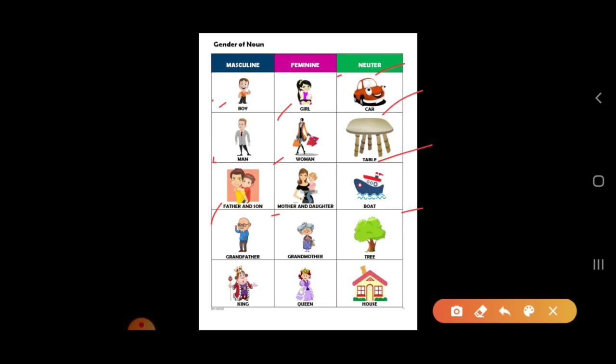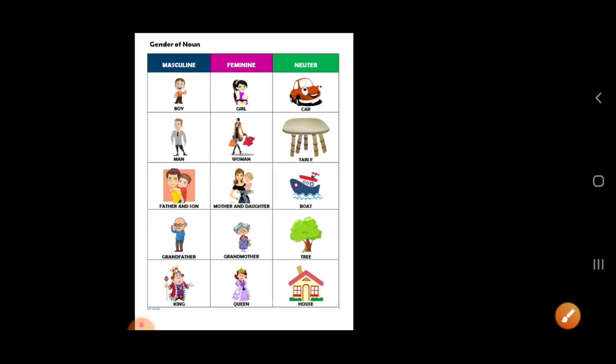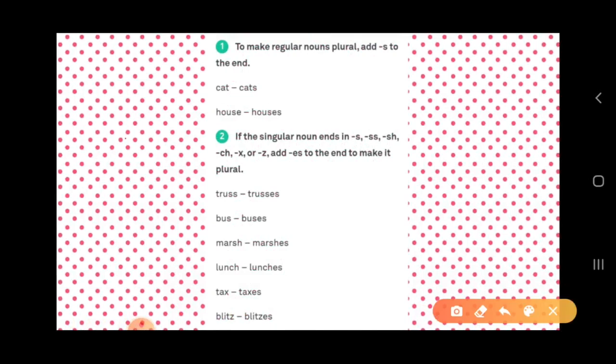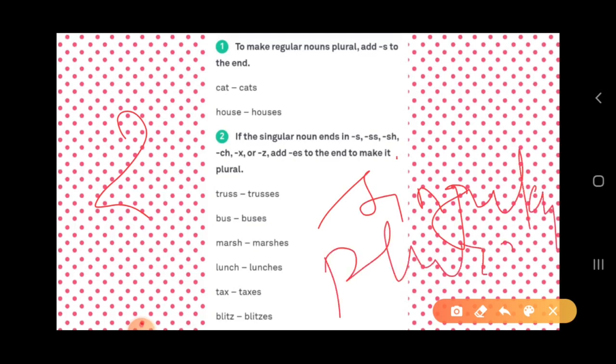Now dear student, I hope that with all these examples and classification, I have tried to make you understand the different genders of noun. Now moving further, we'll understand the number of noun. Dear student, we have two types of noun: singular and plural, right? In previous classes also you would have studied that we have two types of noun: singular and plural.